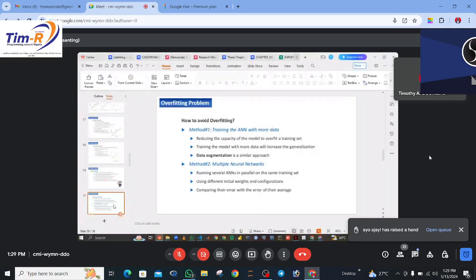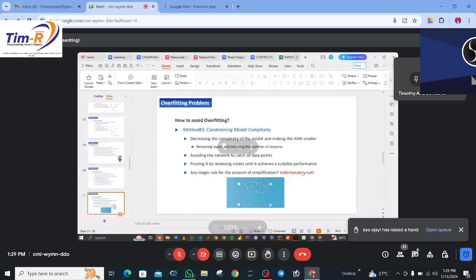Now, the third method is constraining model complexity, which has to do with decreasing the complexity of the model and making the artificial neural network smaller, which means removing layers and reducing the number of neurons.